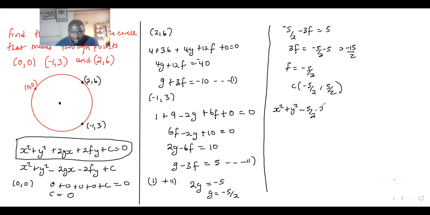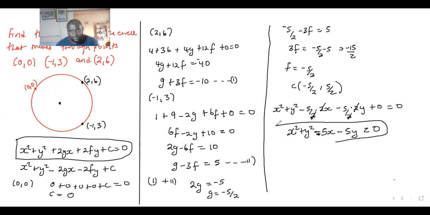So if they ask us to find the equation of the circle, then x squared plus y squared minus 5 over 2 times 2x minus 5 over 2 times 2y plus 0 is equal to 0. I can lose the 2's, and my equation of the circle becomes x squared plus y squared minus 5x minus 5y is equal to 0. Okay, so this is still an equation of the what? An equation of the circle.